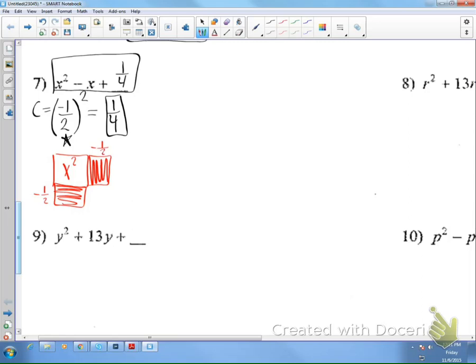Negative 1/2. So our perfect square binomial, because our green tiles go right here, we have 1/4 that goes right there. Our perfect square binomial for the length times the width is x minus 1/2 squared. Oh, look at that star. Was it the same? Our simplified parenthesis, was it the same? Yes, it should be.